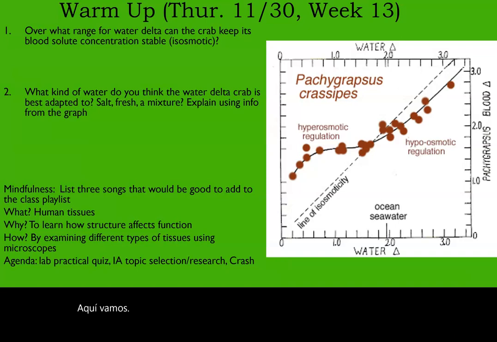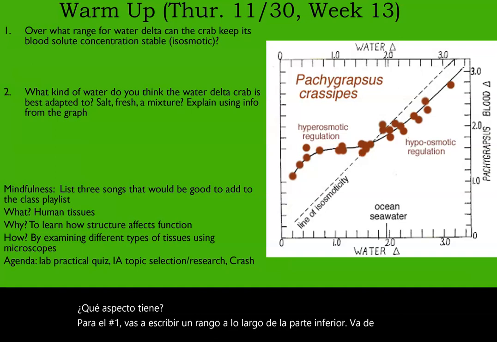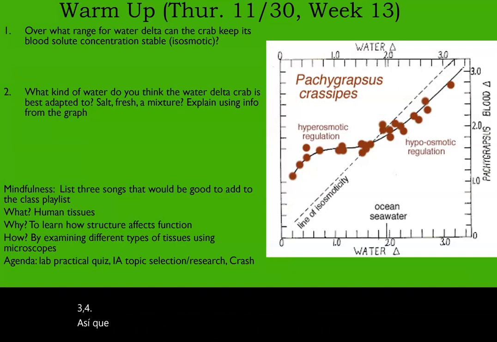Yeah, where does it look like? Well, for number one, you're going to write down a range along the bottom. It goes from 0 to 3.4. So give me a range. What range does it look like those red dots are fairly stable?